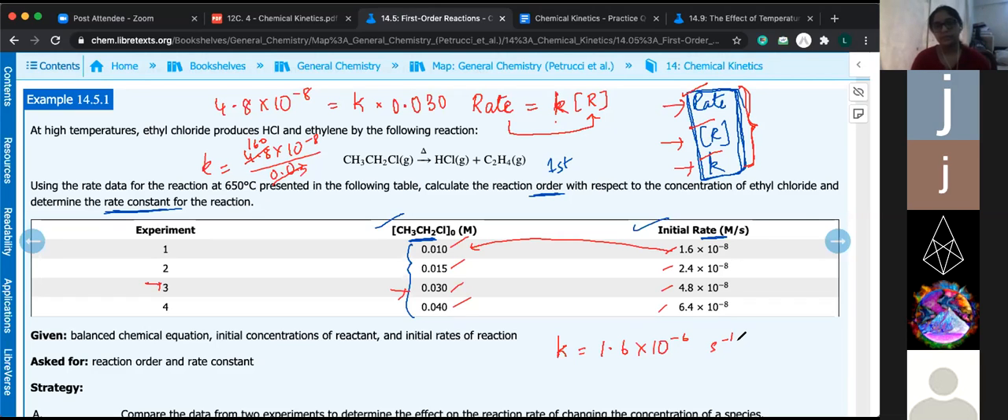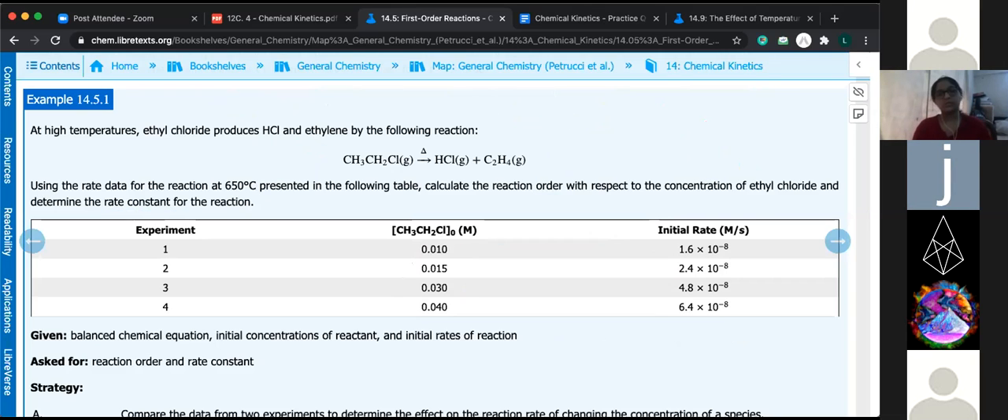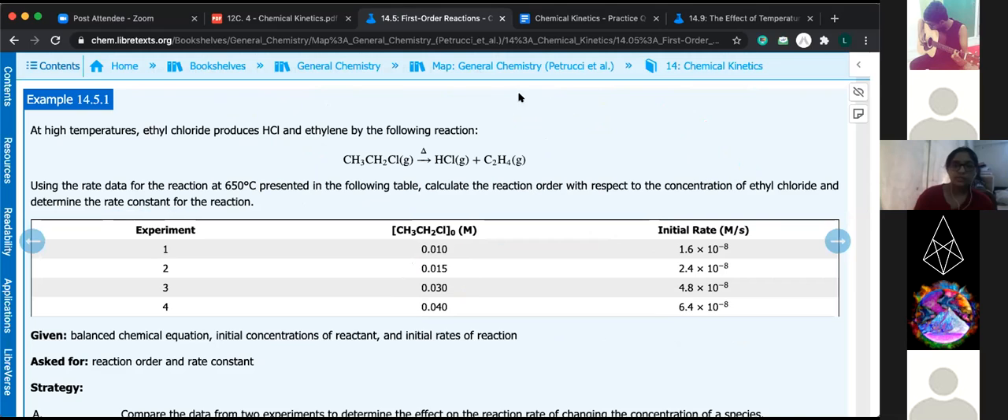Ma'am, can you repeat this? The whole thing that you just did, the calculation. Yeah, sure, I'll do that. I'm just going to take a fresh one. All right. We already know that the order of the reaction is first order. Now we need to find out what the rate constant K is. To find this out, what all information do you already have?